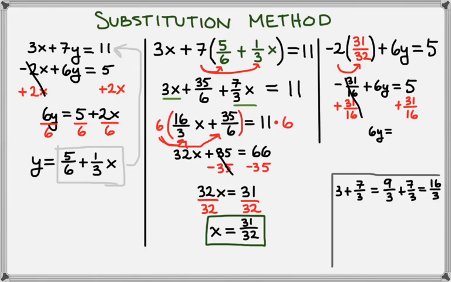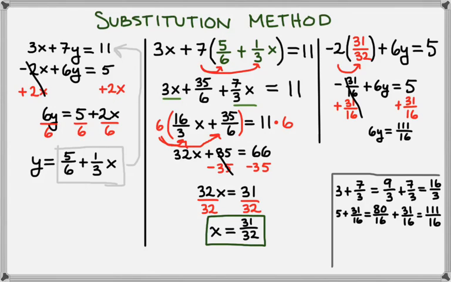So let's go back down to our fraction corner. 5 plus 31 over 16. Now we need to rewrite 5 so that it has a denominator of 16. 5 times 16 is 80, so we're going to get 80 over 16 for 5, plus 31 over 16. Now we'll add 80 and 31, which gives us 111 over 16. So we'll come back up to our equation. That gives us 6y equals 111 over 16.